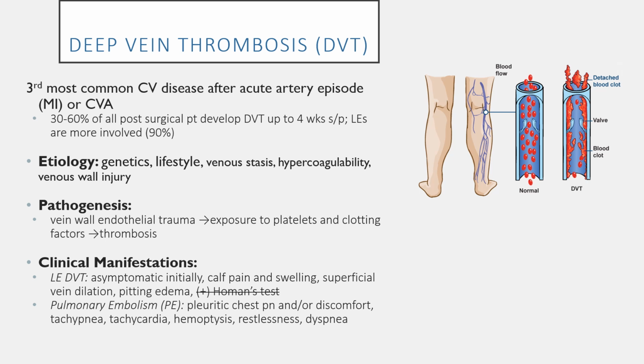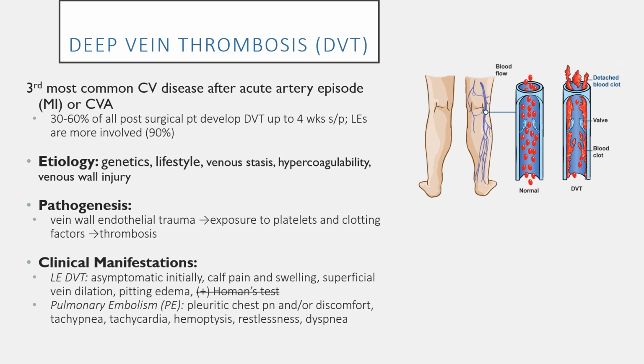DVTs occur in 30 to 60% of post-surgical patients up to 4 weeks post-surgery, and it most commonly affects the lower extremities. Etiology involves genetics, lifestyle factors, venous stasis, hypercoagulability, and venous wall injury. Pathogenesis is endothelial trauma of vein walls, which exposes platelets and clotting factors leading to a thrombus.